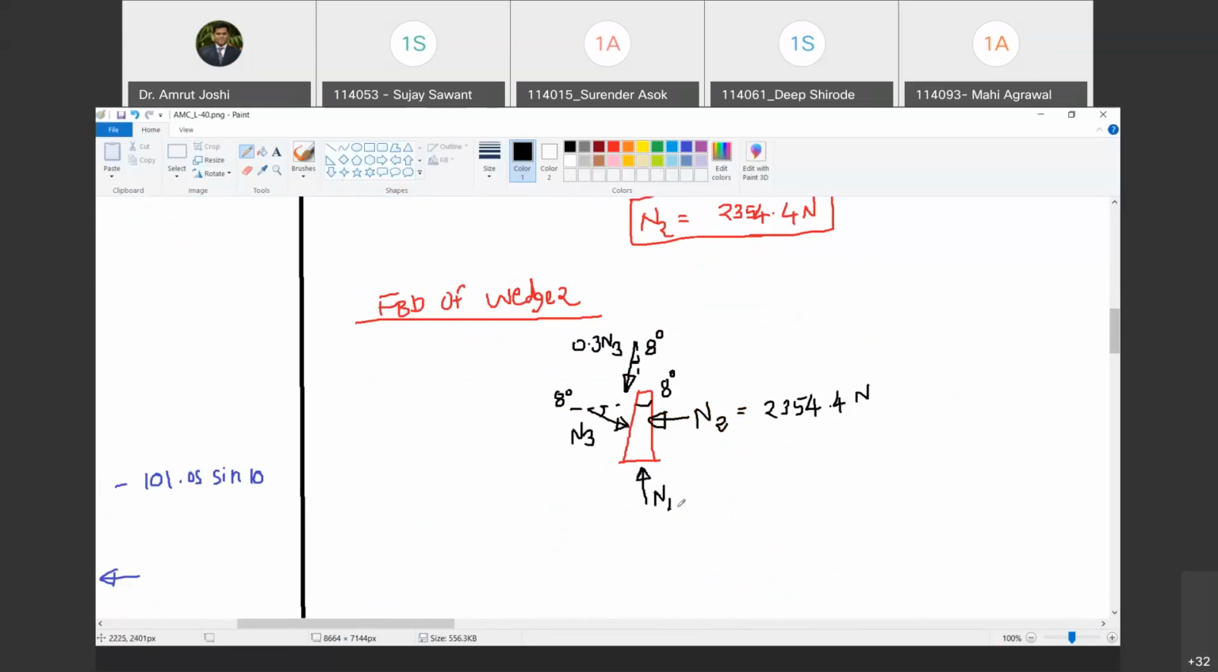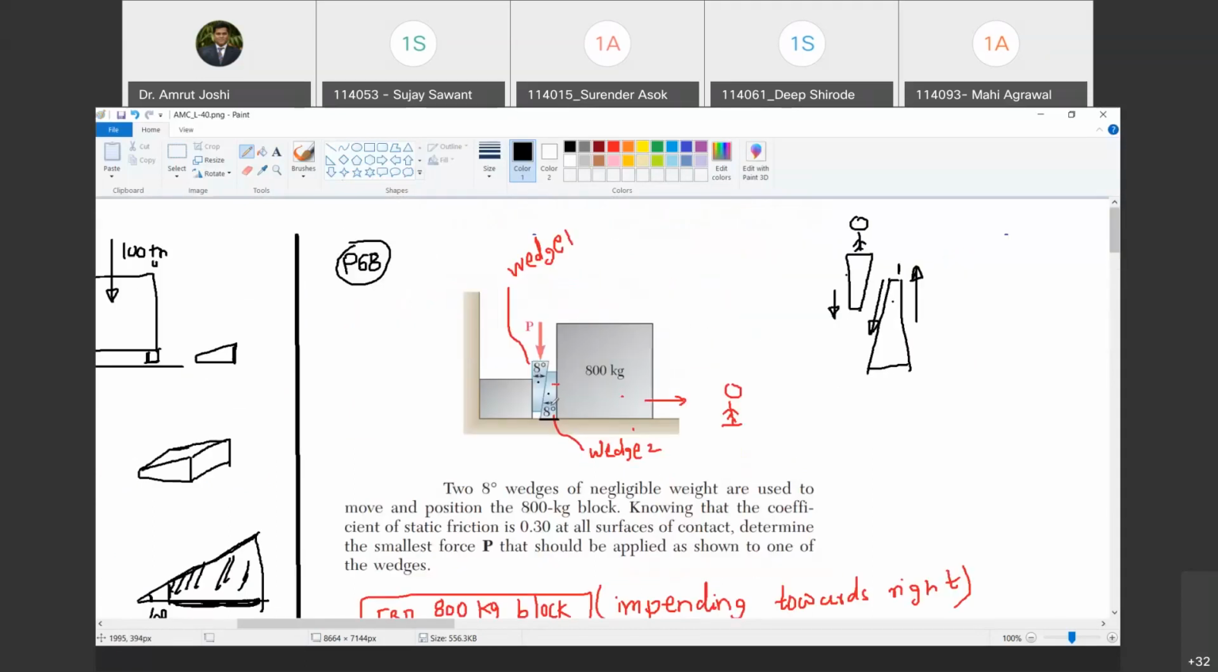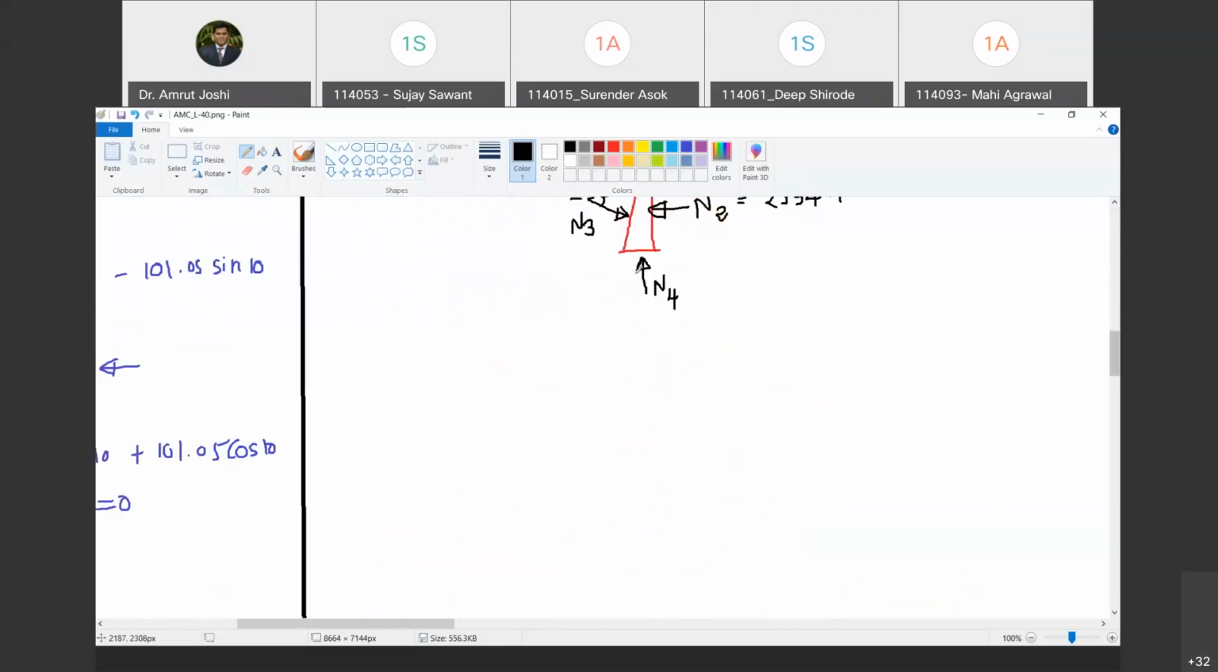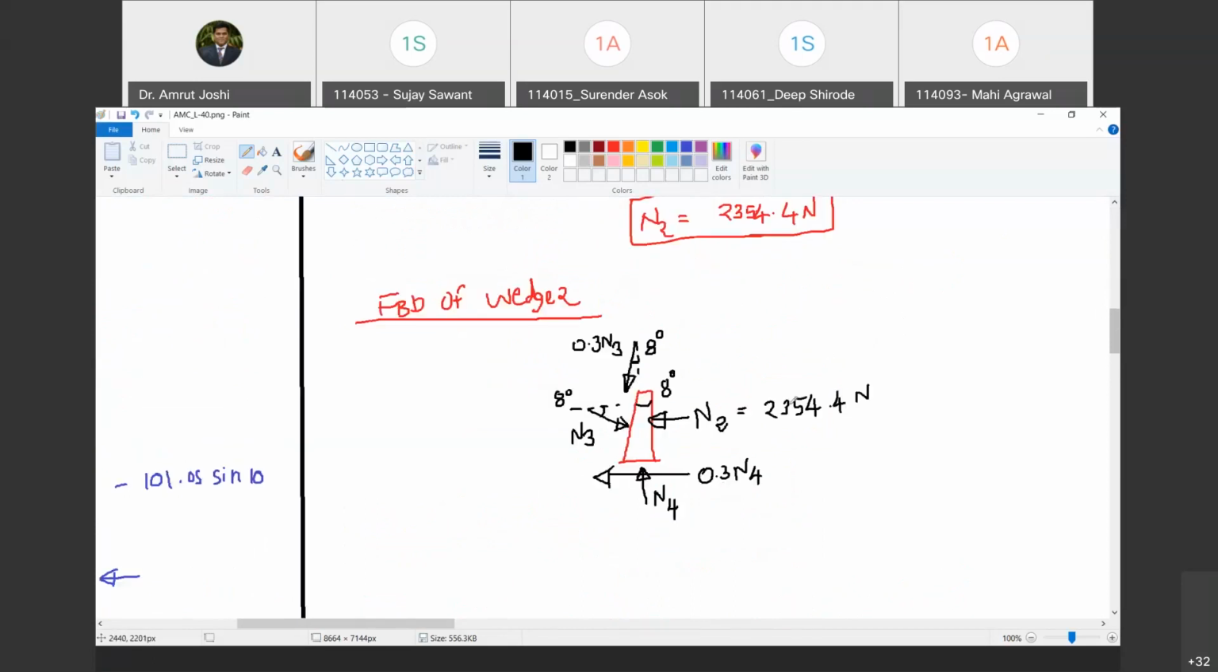Happy? Yes, sir. And as this block tries to move towards right with reference to floor, the floor is going to apply frictional reaction in this direction. And I must show that as 0.3 times N4. Do you agree with me? Yes, sir. Now this is the complete free body diagram of wedge number 2. How many unknowns are there? Tell me. 2. कौन से? N3 and N4. Can we solve for it?